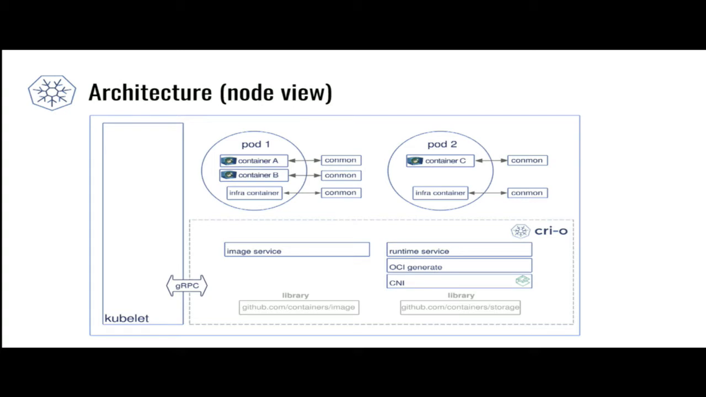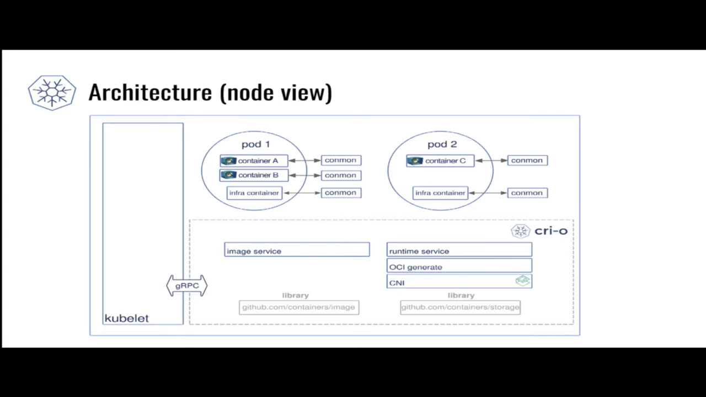And for the runtime service, we use the OCI generate library to create the config.json. So config.json is basically converted from the settings the kubelet sends as part of the create container API, and those are translated into a config.json. And then the container storage library is used to create a root file system. And finally, CNI plugins are used to set up the networking.